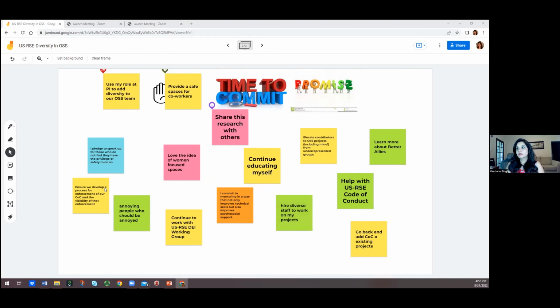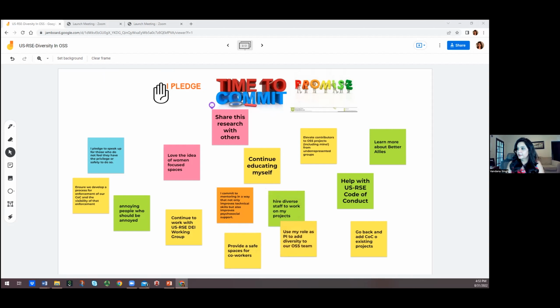Yes, that's very important. And especially when we start talking about this concept of safe spaces, then that allows us to do that. I commit to mentoring in a way that not only improves technical skills, but also improves psychosocial support. Yes, that is very important. That's where this idea for the project is from, right? Use my role as PI to add diversity to our OSS team. Yes. These are wonderful. Thank you so much.